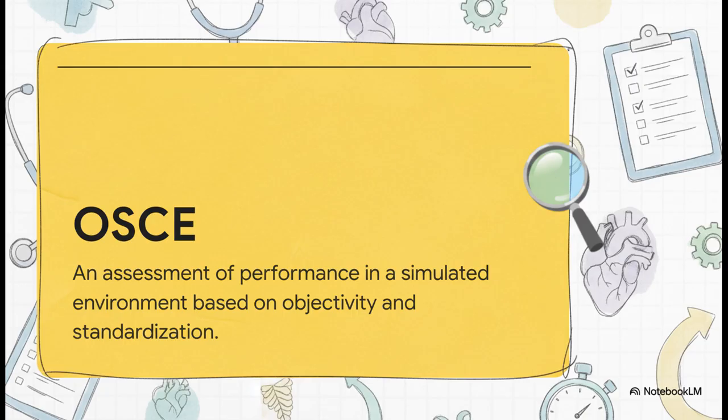At its heart, it's pretty simple. Candidates move through a series of timed stations in a circuit, performing tasks in a simulated environment. But the two key words, the ones that make all the difference, are objective and structured. This means every student gets the same scenario, the same amount of time, and is graded against the very same criteria. It's our best defense against bias.